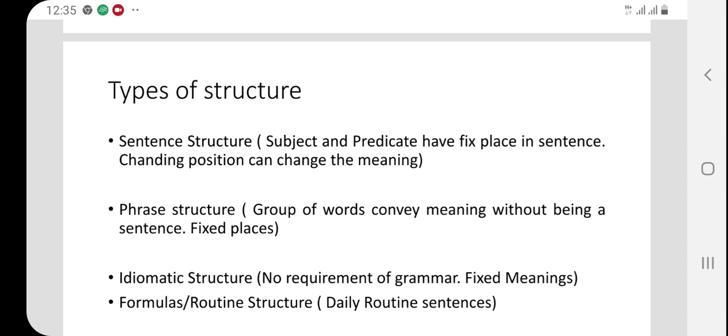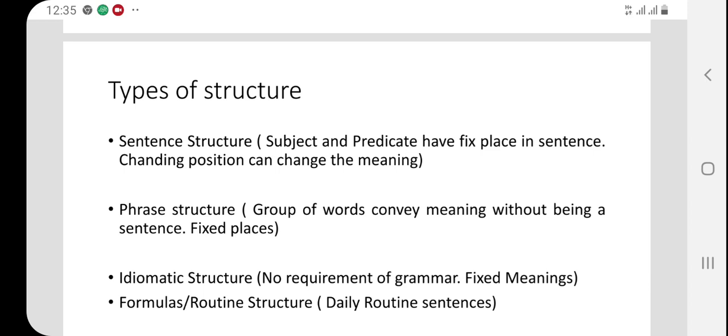"Friday afternoon" means Friday afternoon. We cannot say "afternoon Friday." In phrase structures, we cannot change the sequence of the words or the places of the words. They are fixed. And phrases are not complete sentences. They cannot convey a proper meaning standing alone. Although some phrases convey meaning some of the time, they cannot be declared sentences or proper forms to convey meaning. But clauses are actually small sentences.